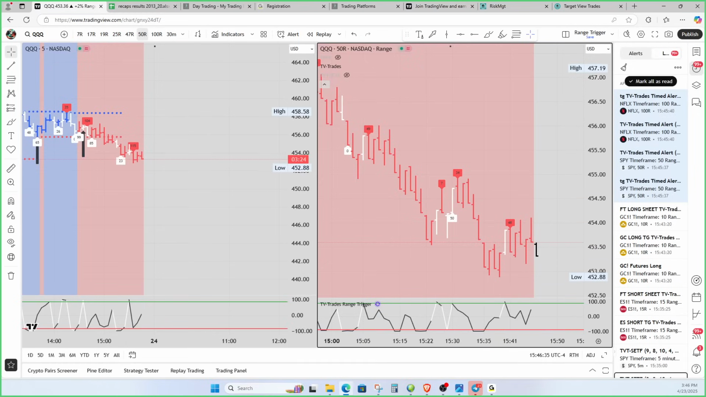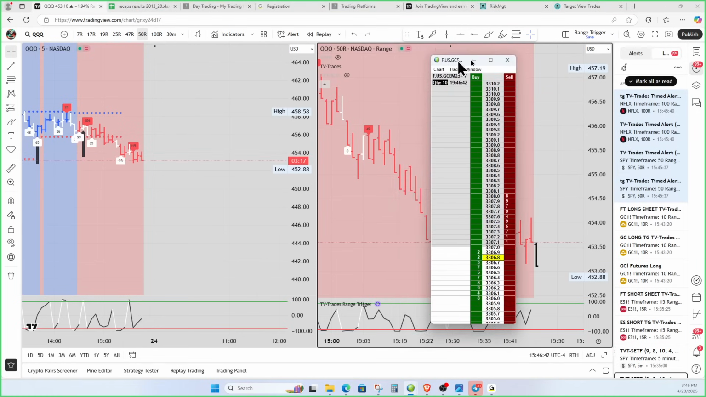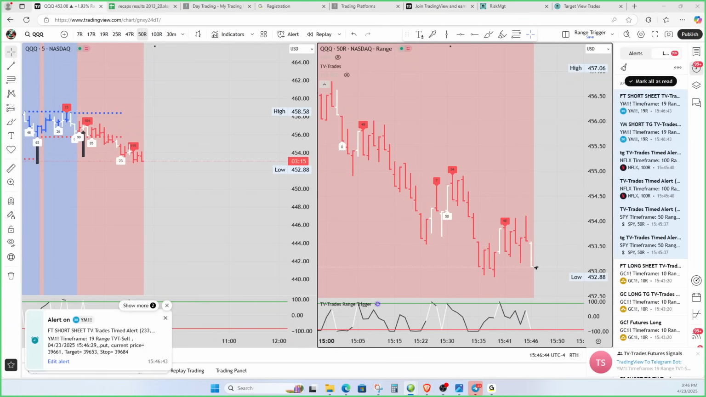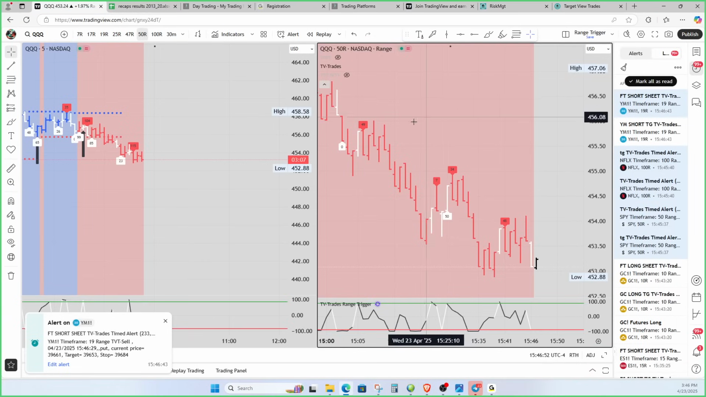And Sean, you said, wait, was that the correct DOM for the chart we are looking at? This DOM, no, this DOM is gold. Earlier when I was looking at gold, it was the correct DOM. But when I'm looking at QQQ, it was not the correct DOM.